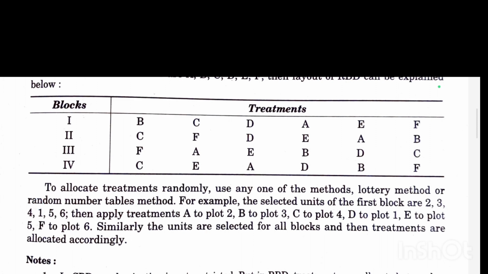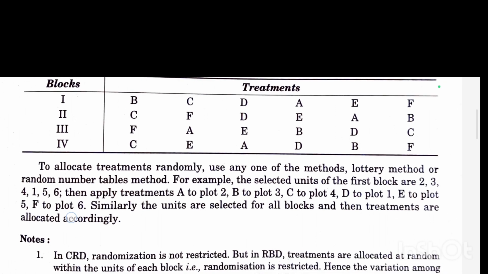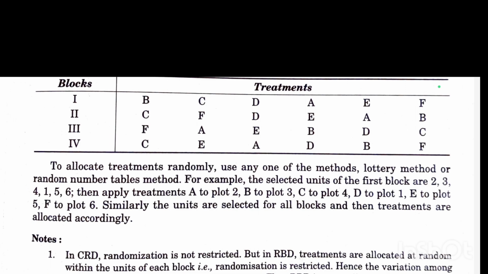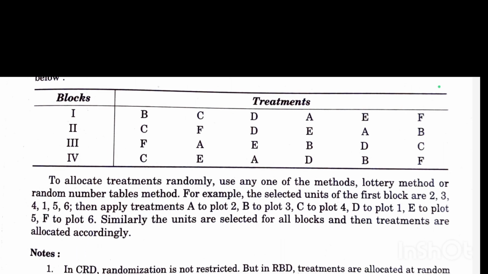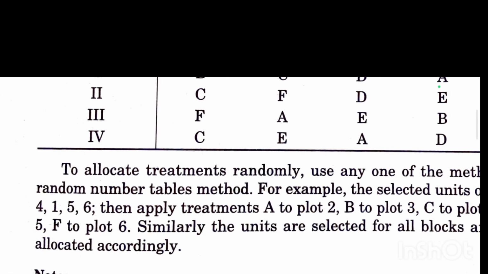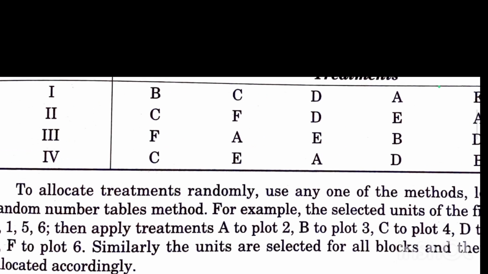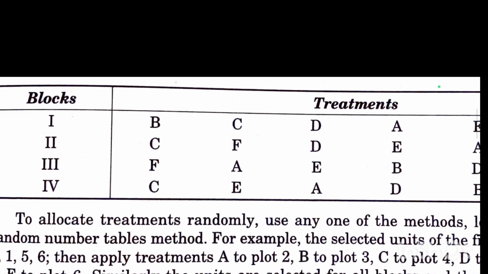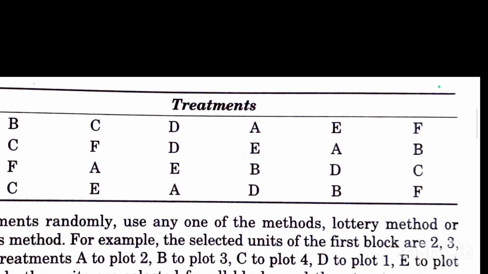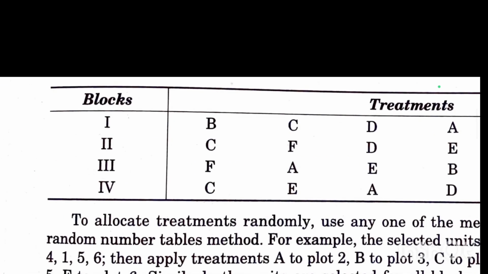Okay, then the layout of RBD can be explained as follows. To allocate the treatments randomly, we use one of the methods, the lottery method or the random number table method. For example, the selected units of the first block are 2, 3, 4, 1, 5, 6. You can see that 2, 3, 4, 1, 5, 6.